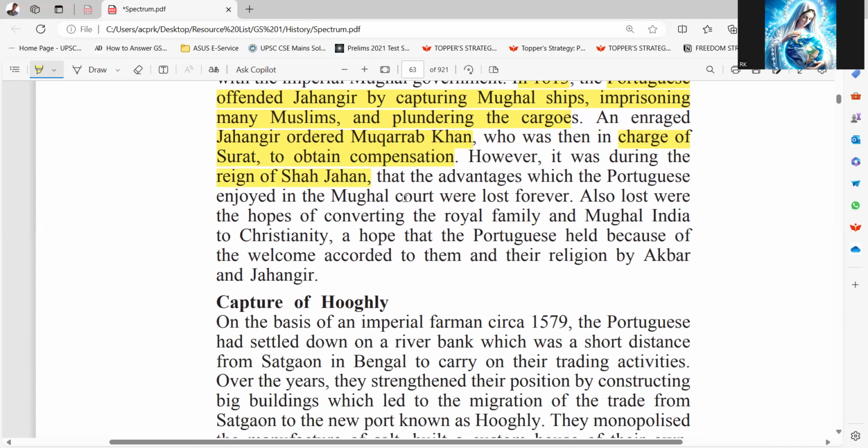Mughal court were lost forever. Also lost were the hopes of converting the royal family and Mughal India to Christianity, a hope that Portuguese held because of the welcome accorded to them and their religion by Akbar and Jahangir.